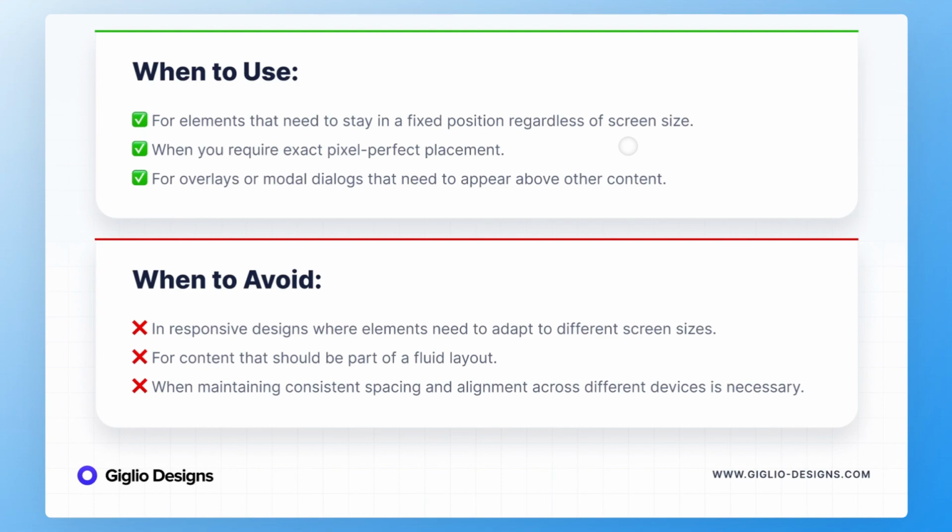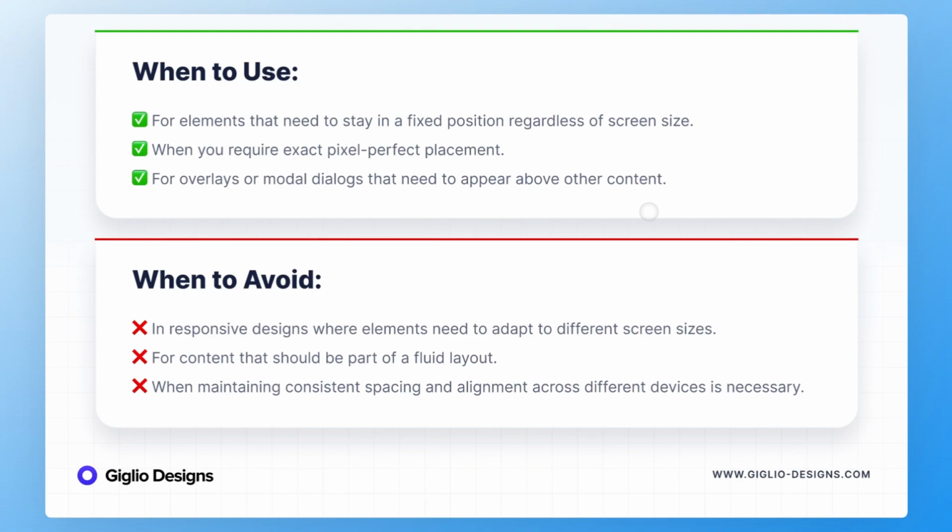Now, it's not always a good idea though to use absolute positioning, so there are going to be instances where you simply want to avoid it, such as in responsive designs where elements need to adapt to different screen sizes. Don't say that you cannot use absolute positioning in responsive designs, but there are definitely things that you need to consider. And it's also not ideal for content that should be part of a fluid layout, or when maintaining consistent spacing and alignment across different devices is necessary.